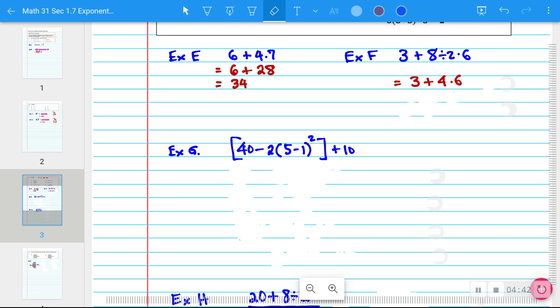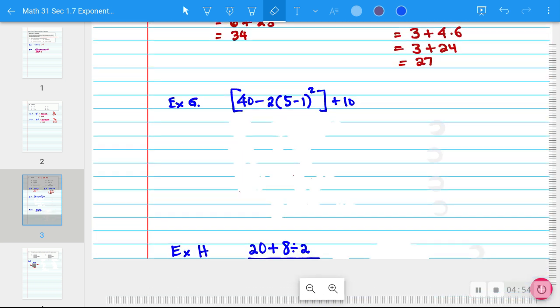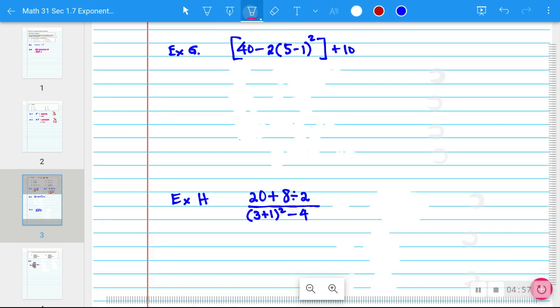And 8 divided by 2 is 4. Now the multiplying takes priority over adding, so we do it. And finally, the adding. Okay, example G is a similar problem, except we have these nested parentheses here.